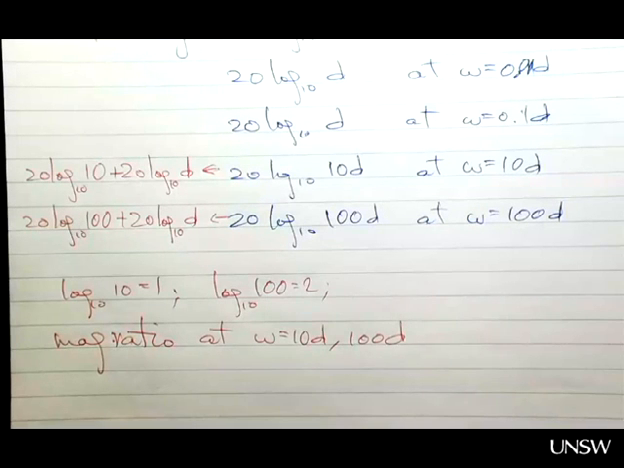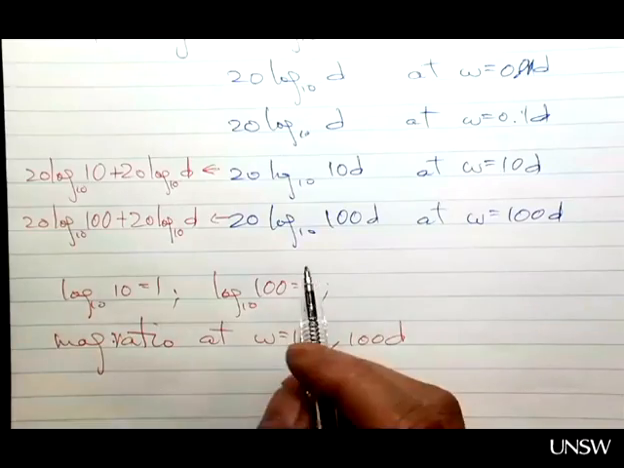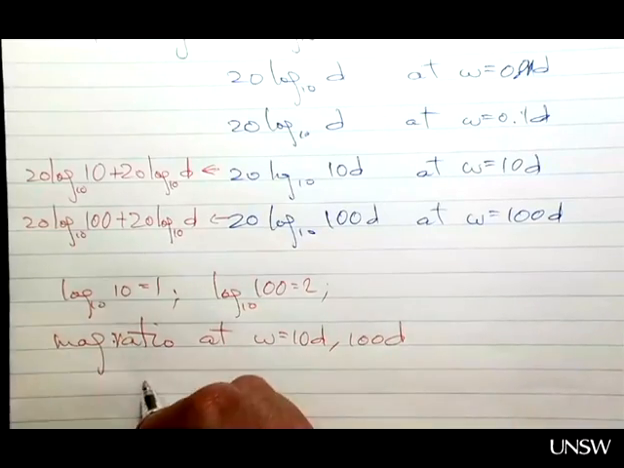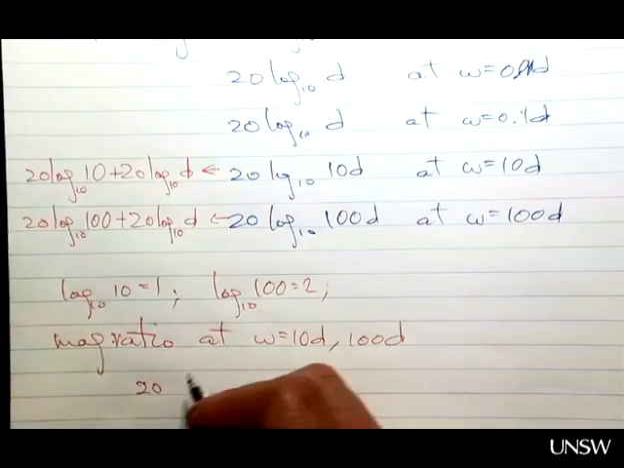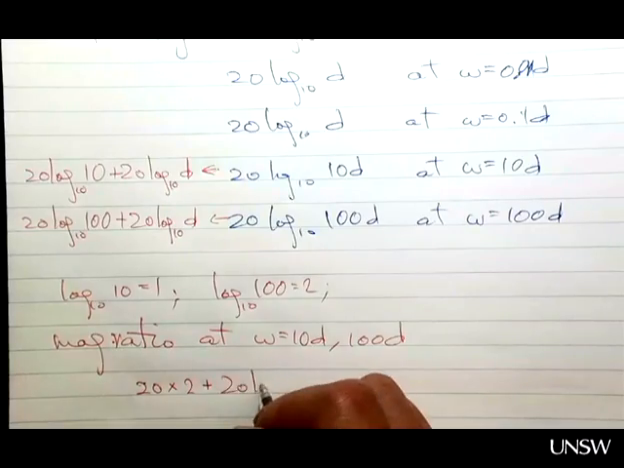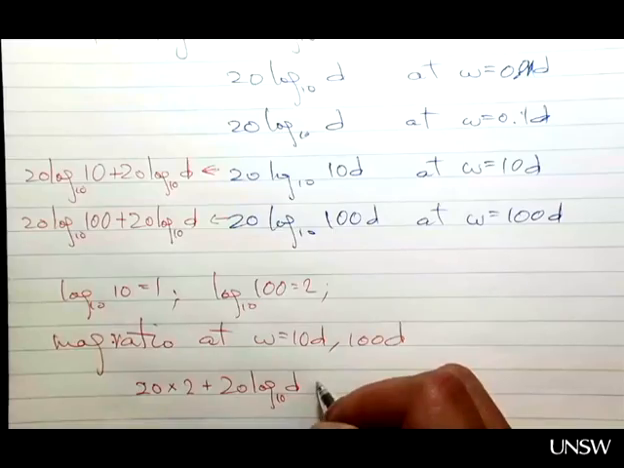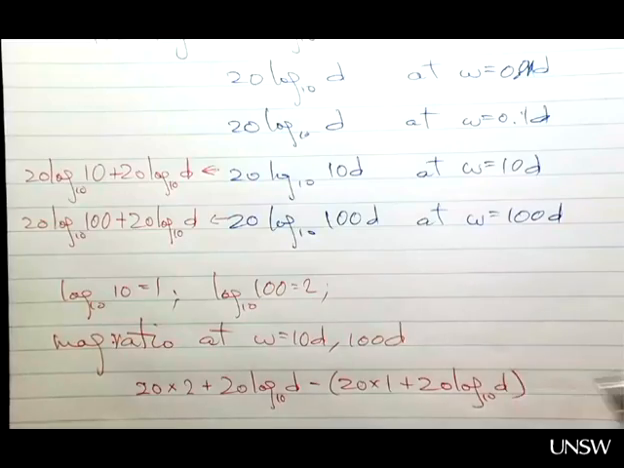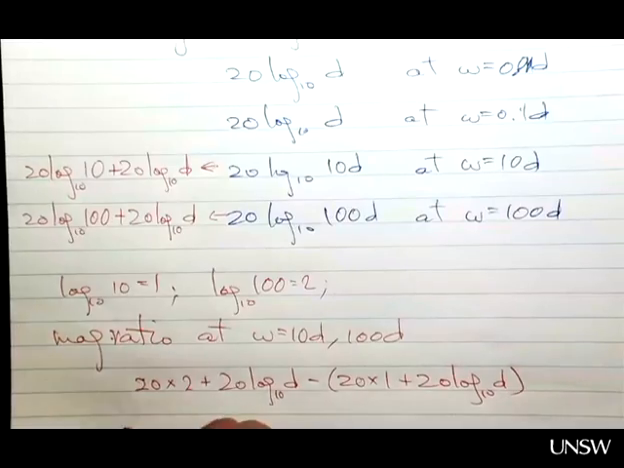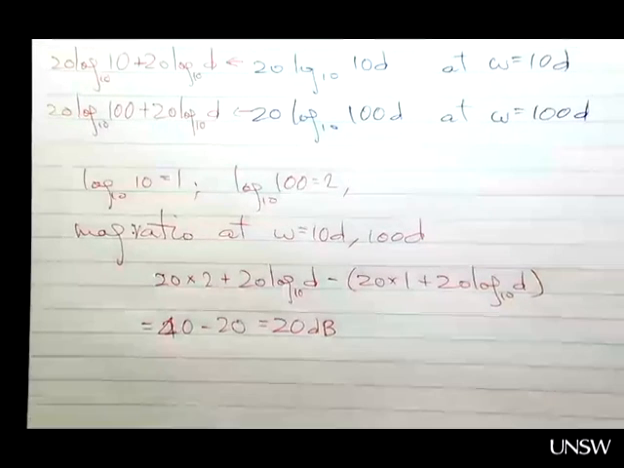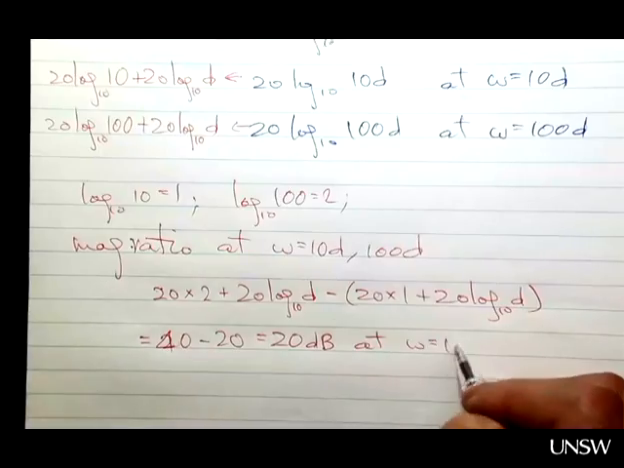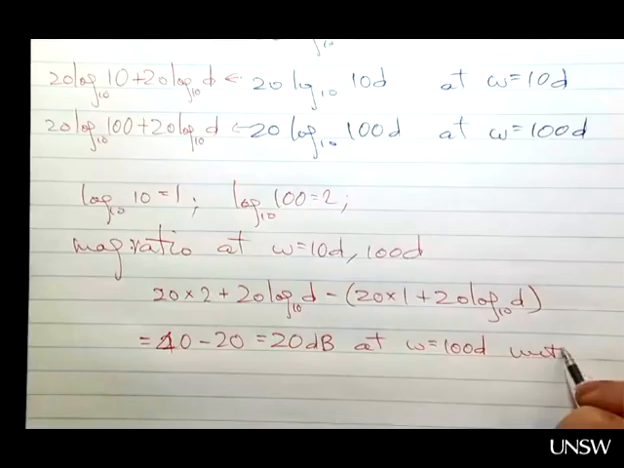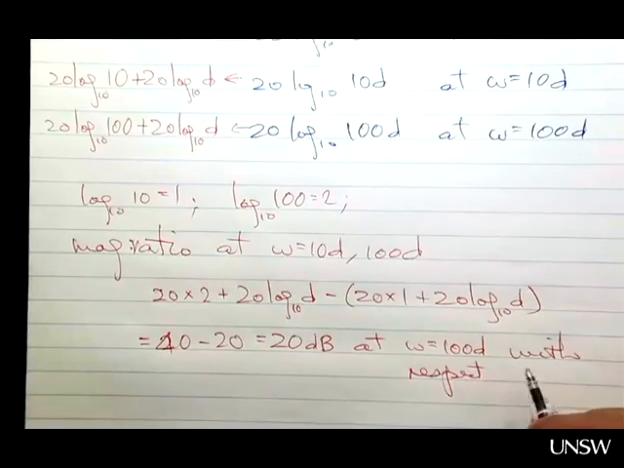So it becomes 20 times 2, and then we minus 20 times 1, so it is 40 minus 20, which is 20 dB with respect to 10d.